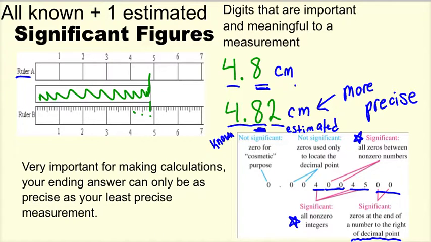It's the zeros to the left that are not significant. They're for cosmetic purposes or used only to locate where the decimal point is. They don't really contribute much to the actual measurement. So let's start doing some examples.